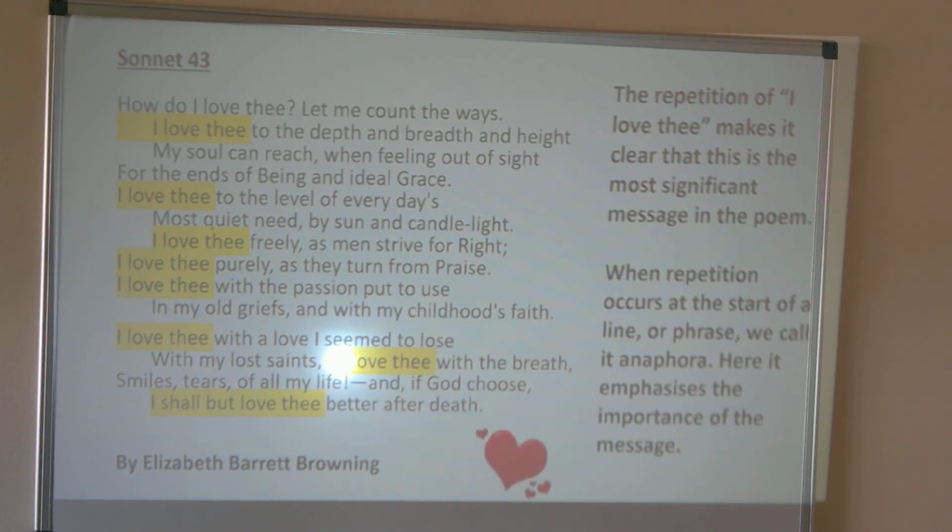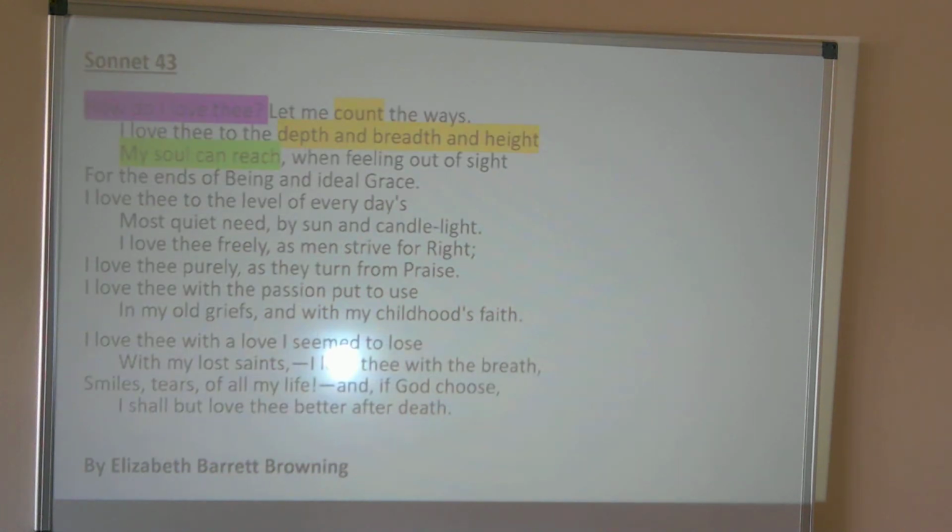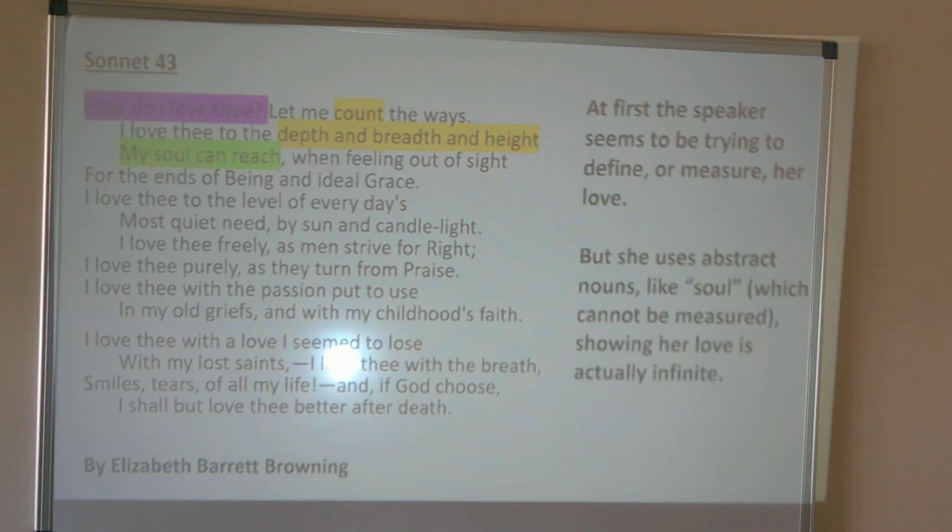Okay, the second language point I would have you make is slightly more complex. Now we can see at first the speaker seems to be trying to define or measure her love. She says, how do I love thee? She asks a question, and then she says, let me count the ways, and she's going to measure the depth and breadth and height of her love. She's going to try and define her love.